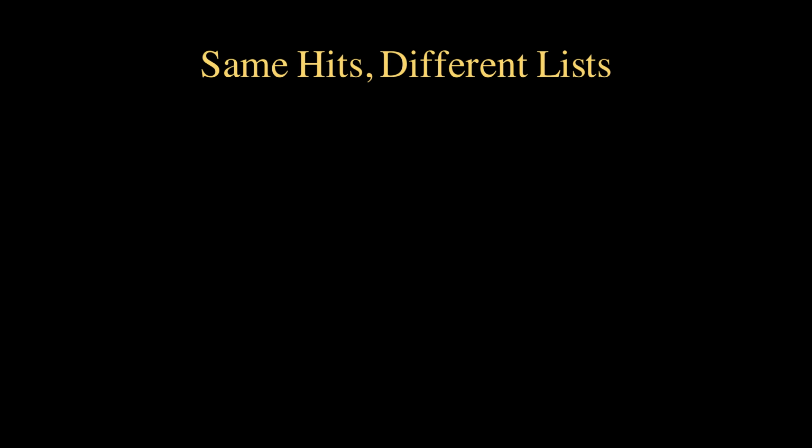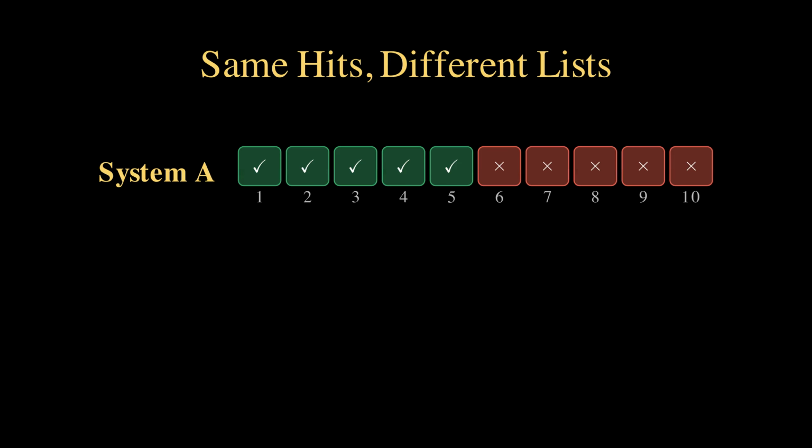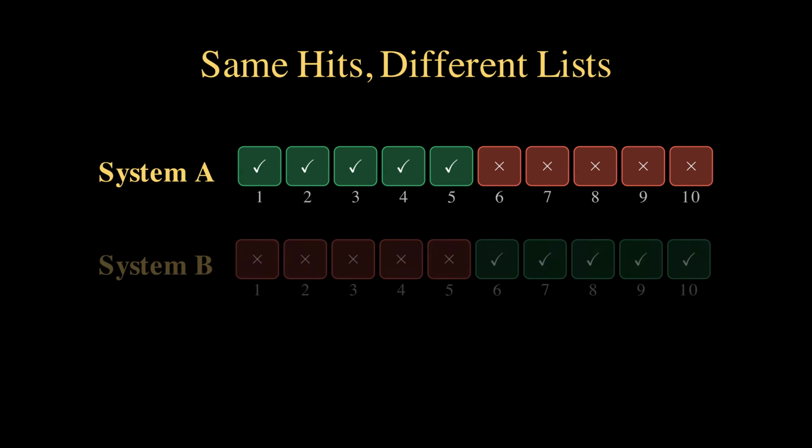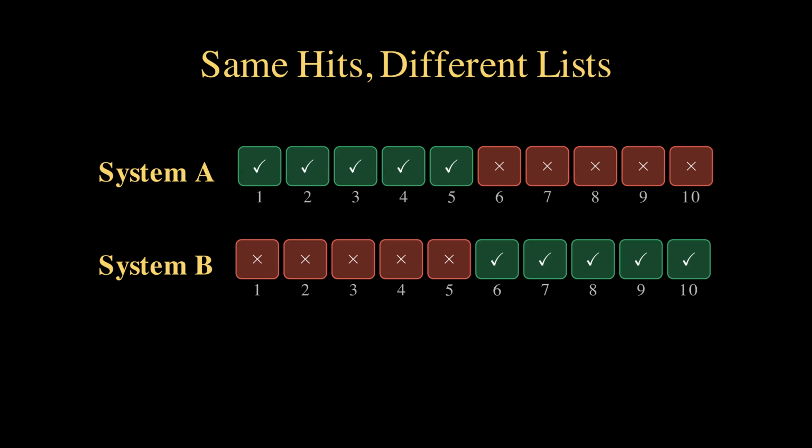Imagine two recommender systems. Each gives you 10 suggestions. Each gets 5 of them right. By that count, they look equally good, but look closer. The first puts every relevant pick at the very top of the list. The second buries them at the bottom. Same 5 out of 10. And yet, only one of these systems is actually useful.